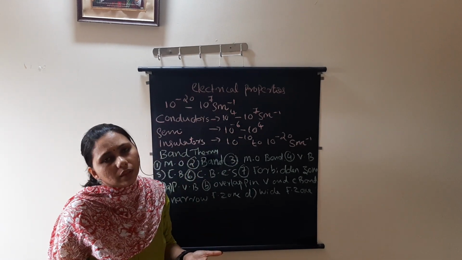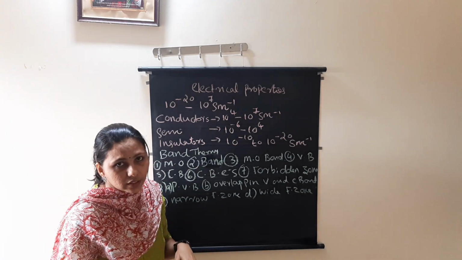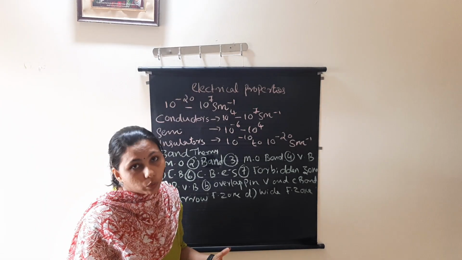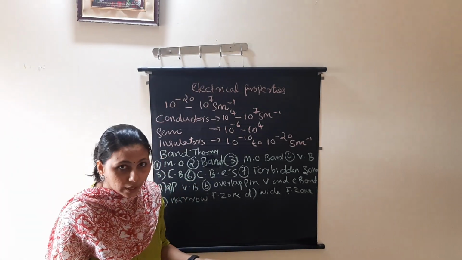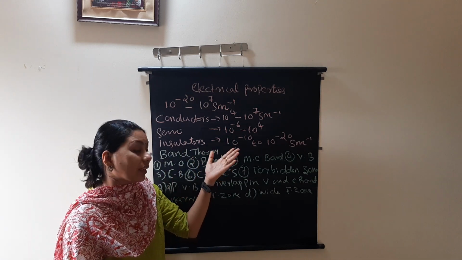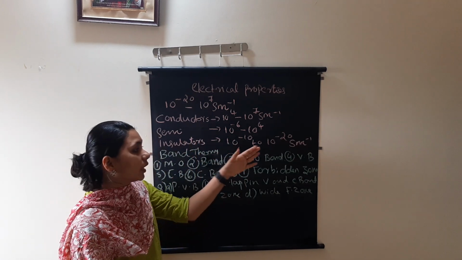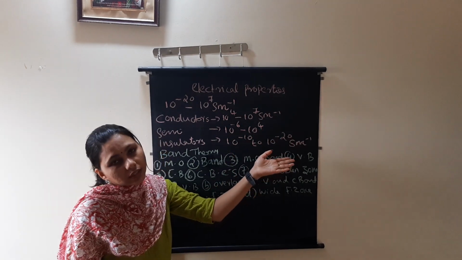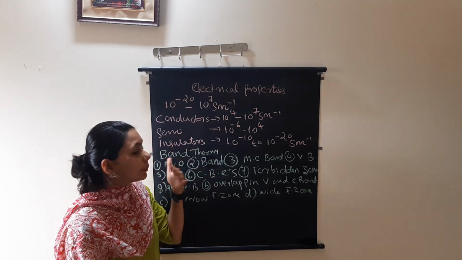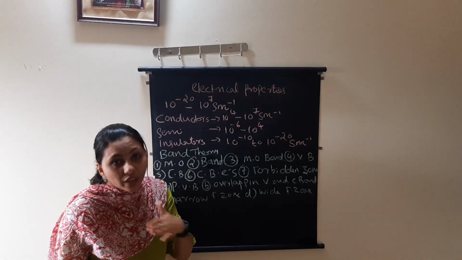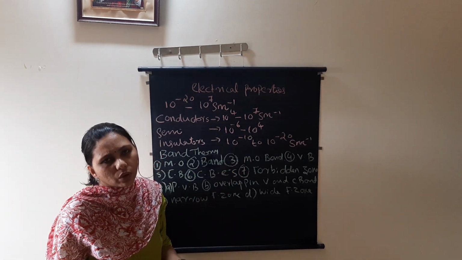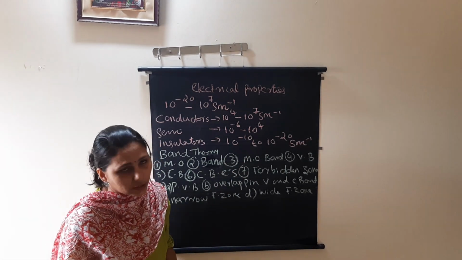Insulators. Insulators means what? They do not conduct electricity, and the conductivity is very low. We can say most of the time they will not conduct, and they have a conductivity range from 10 raised to minus 10, which is very low, to 10 raised to minus 20 Siemens meter inverse. So conductors have high, semiconductors moderate, and insulators very low or sometimes no conduction. Examples for insulators, all of you know, are plastics, polymers, etc.